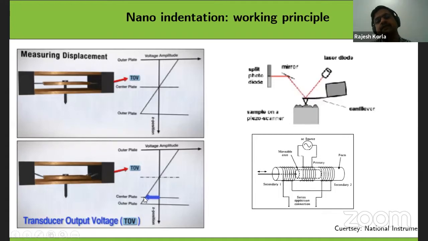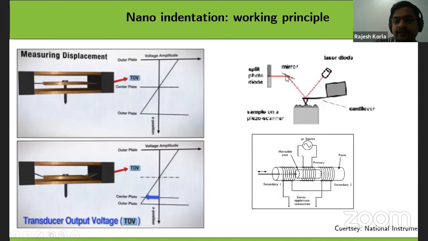From there you can actually calculate what the load is. At the same time, the position of the indenter can also be calculated either using the LVDT, linear variable differential transducer, or by using a laser. So here, for example, this is the material, right? If the material is going up and down, this tip is going to move up and down. When this tip is moving up and down, you are putting the laser, right?